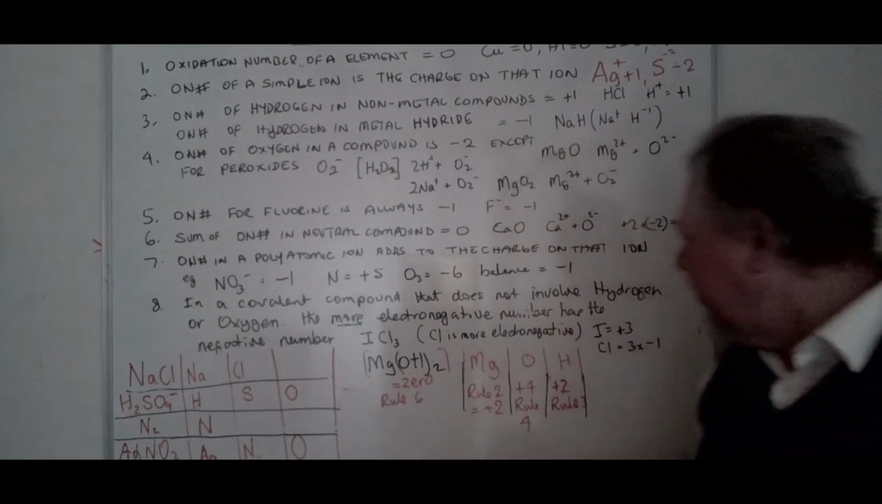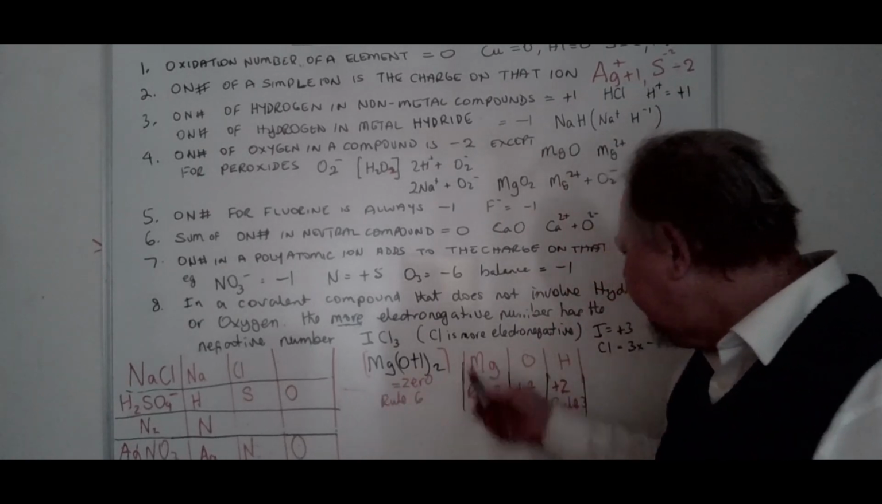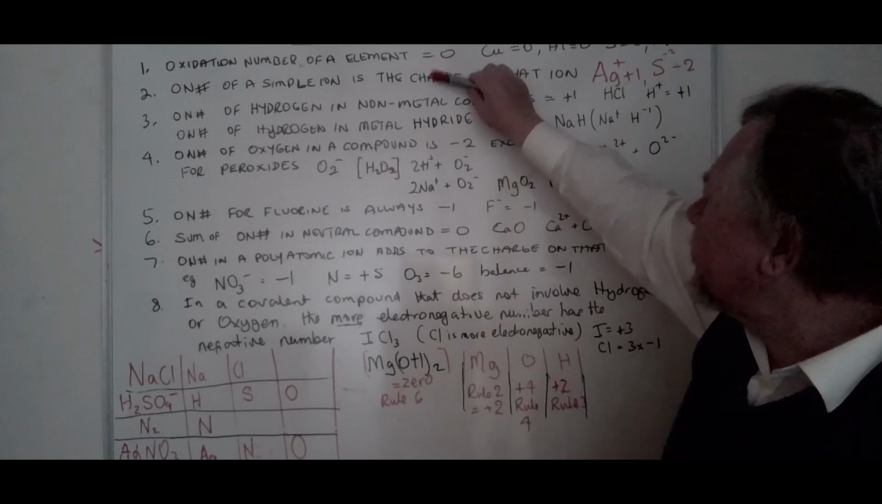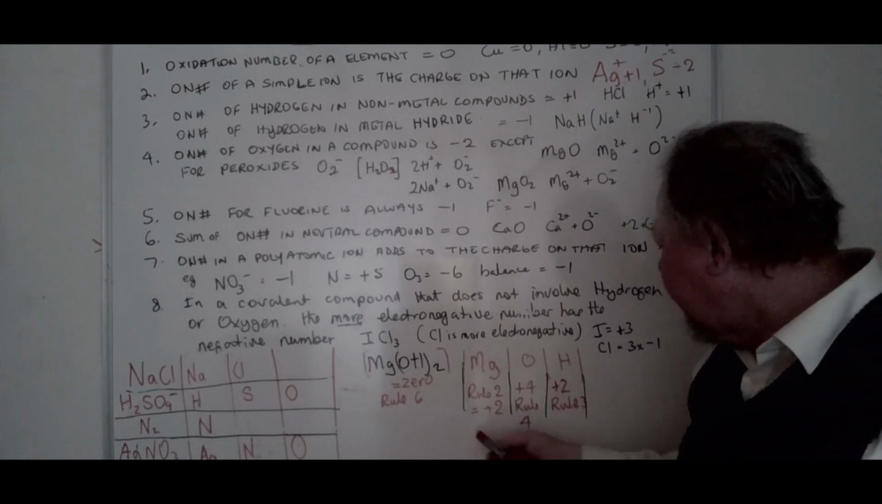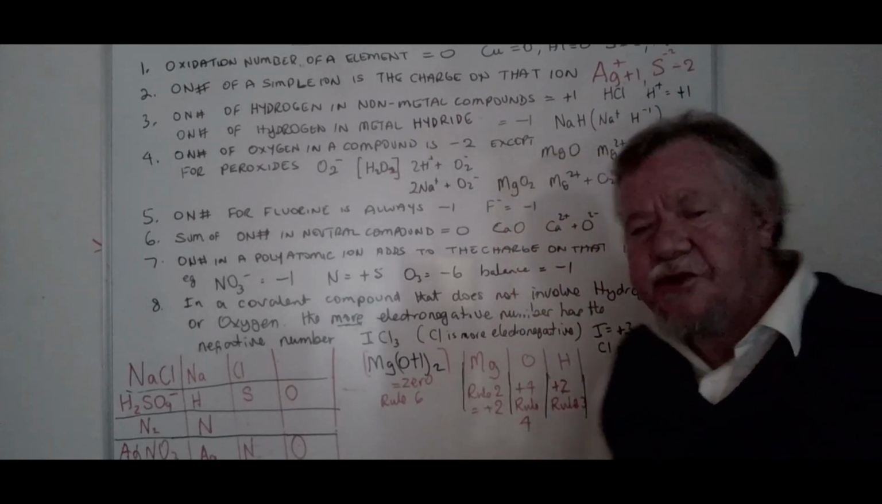Then we have a look at its individual components. So here we have magnesium. Magnesium under rule number 2, the oxidation number of a simple ion is the charge on that ion. Rule number 2 would make the oxidation number for that magnesium +2.